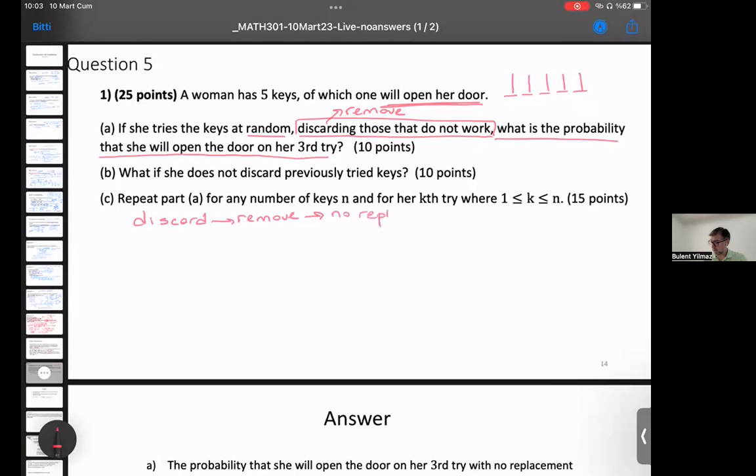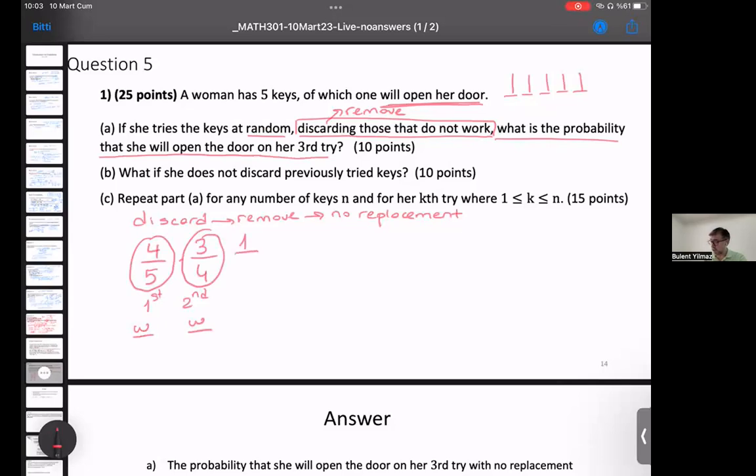Firstly, I thought that I am picking a wrong key in the first try. Okay, so what's the probability of picking a wrong key? 4/5. Times, now I have 4 keys and I need to pick a wrong key again. So 3/4. This is the first try, second try. These are all wrong tries. And the final one will be 1/3.